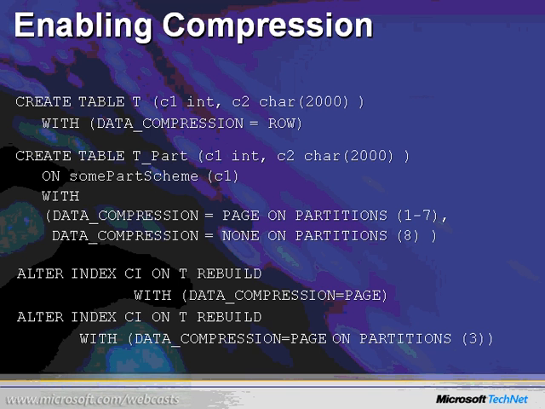This is to see compression savings of particular tables and the parts thereof. Now, some things to keep in mind when you're enabling compression is that first, compression is available in the Enterprise Edition only. Now, the types of data compression: we have row. This is going to store fixed length values as variable length.